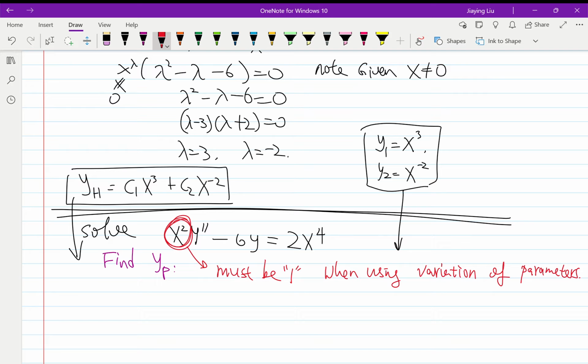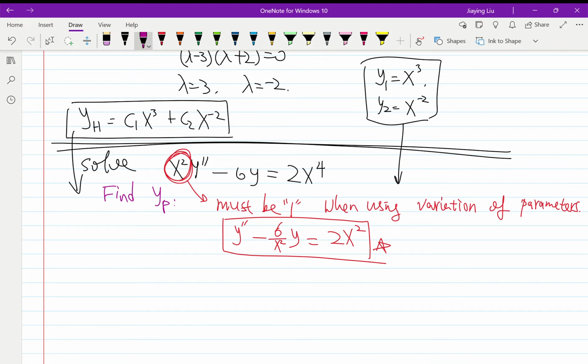So that means we have to divide by x squared from all terms. So we get y double prime minus 6 over x squared y equals 2x to the 4th divided by x squared, so 2x squared. So this is the equation that we're going to work with, and not the one that's given, because the one we were given doesn't have a 1 in front of y double prime. The only thing that matters is actually the f of x.